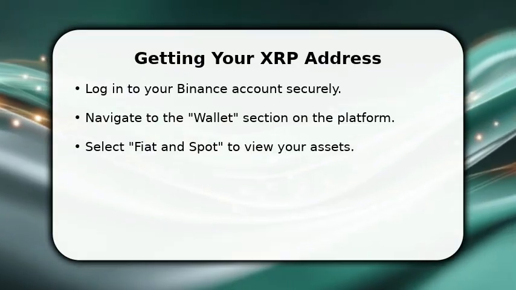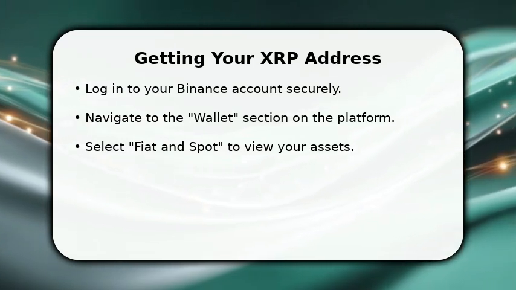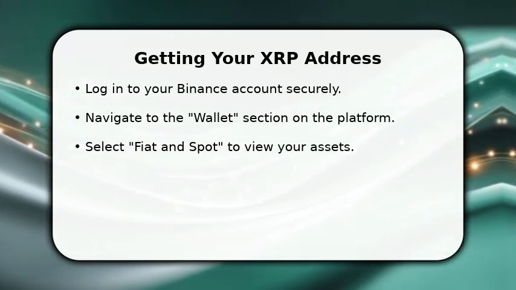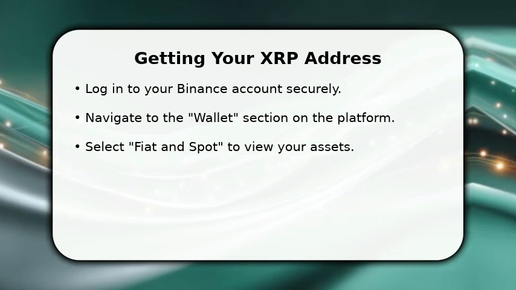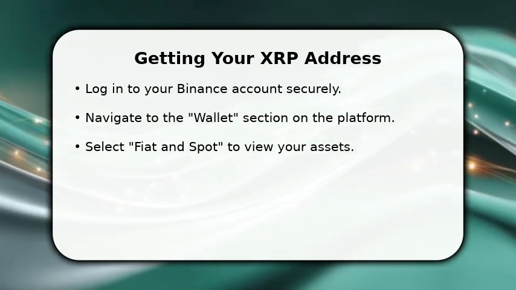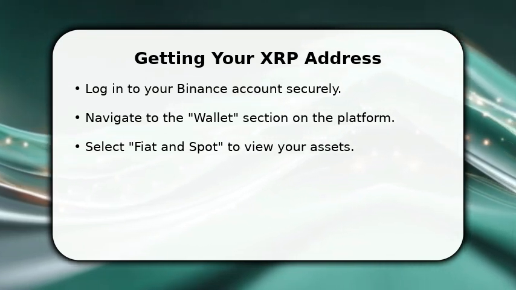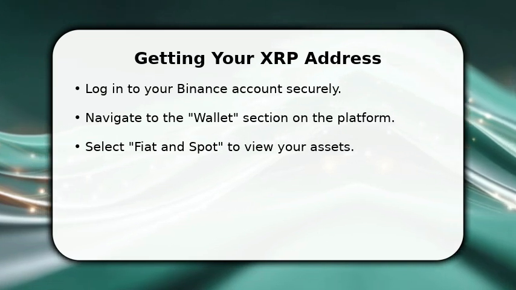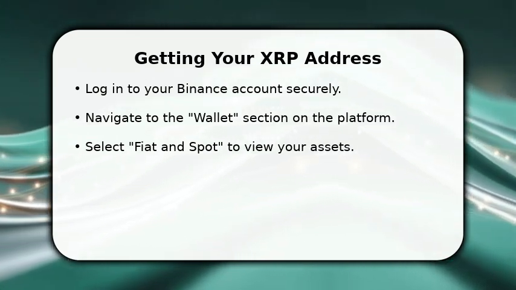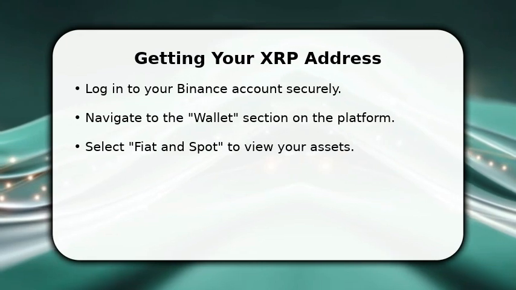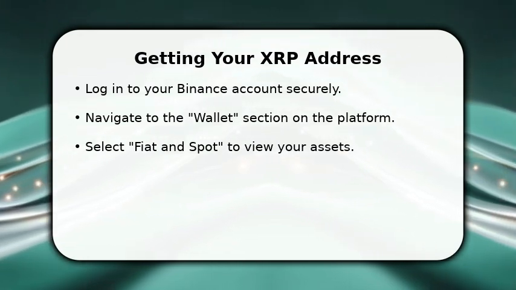In this video, I will explain how to get your XRP address in Binance. First, you'll need to log into your Binance account. Once logged in, locate the Wallet section, usually found in the top menu or dashboard. From there, select Fiat and Spot to access your cryptocurrency holdings and begin the deposit process.